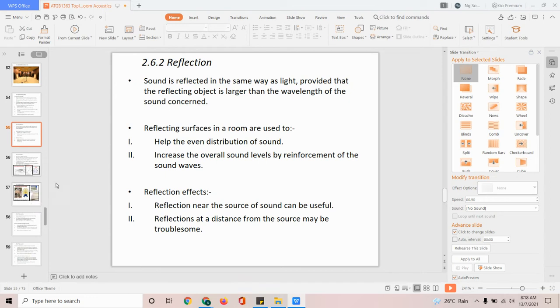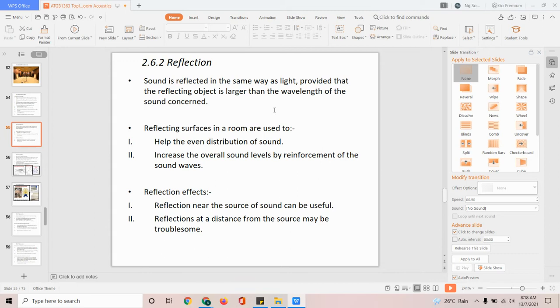Okay, so next on we have reflection. Based on how sound is generated, sound works the same way as light. Because of this property, it can be reflected, provided that the reflecting object is a lot bigger than the wavelength of the sound. If the object is smaller than the wavelength, there won't be any reflection, and the sound will just bypass the object.